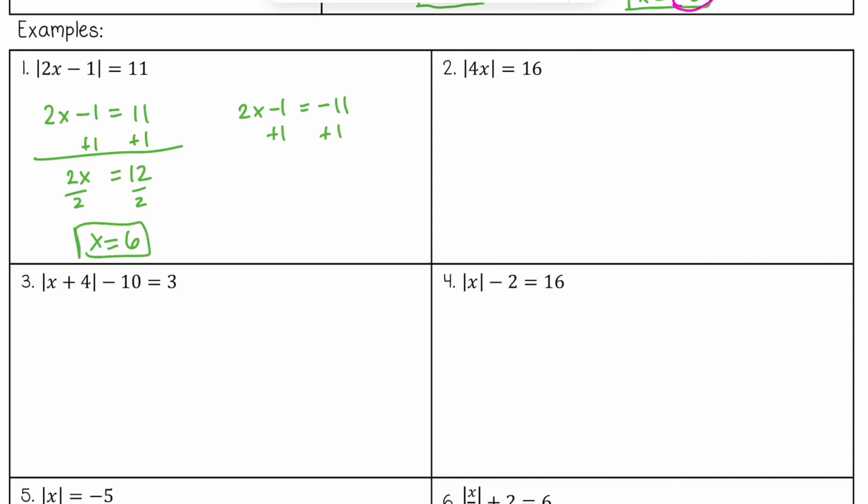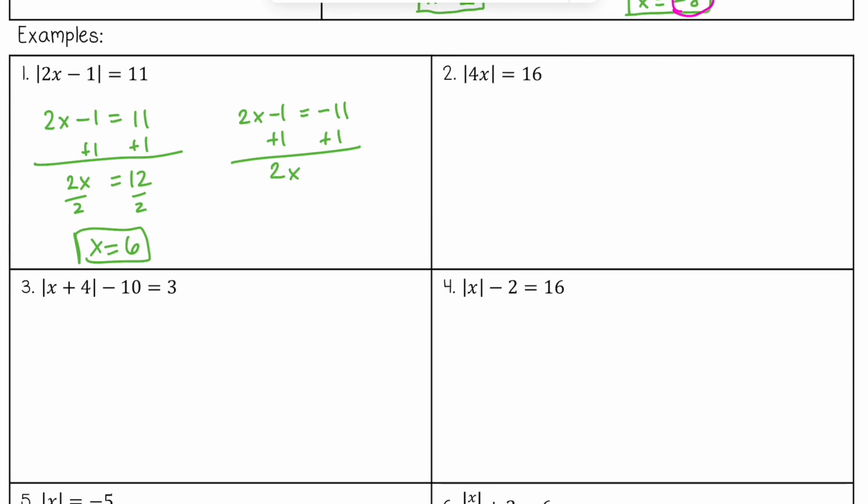Add 1, add 1. Divide by 2, so x also equals -5. So you notice here that these usually have two answers. They won't always, and we'll get to one like that, but typically an absolute value equation will have two answers, two values that make the absolute value equation true.